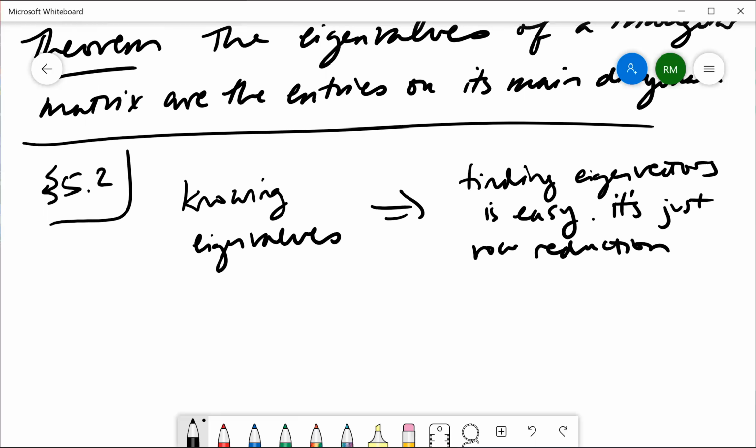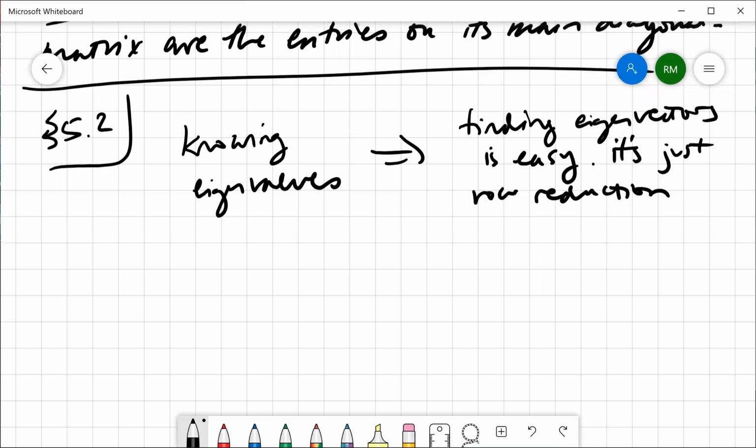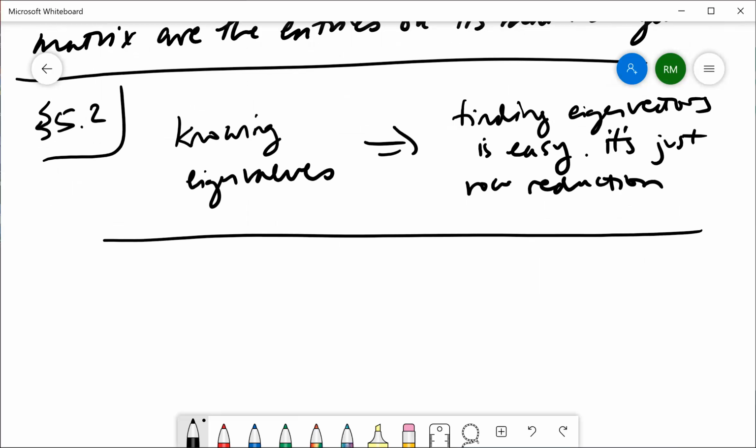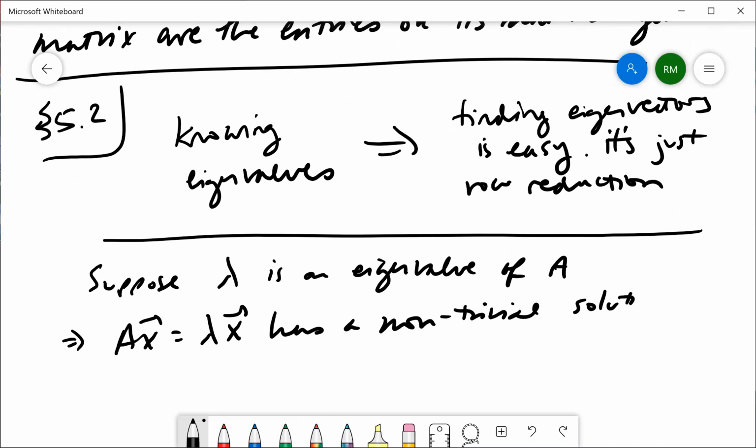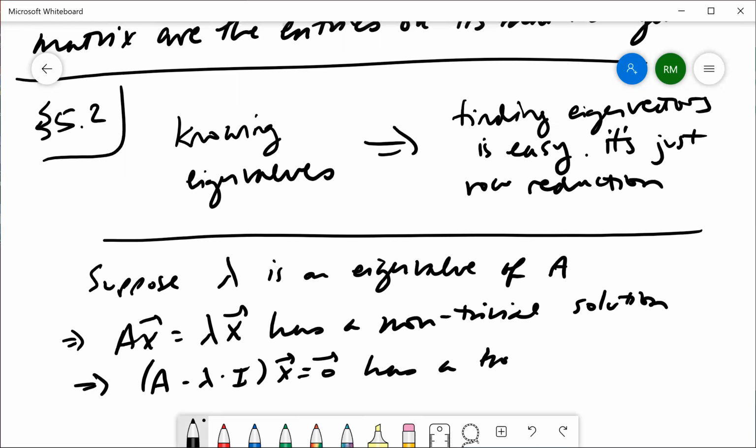However, how can we find the eigenvalues? So let's go back through what we know. Suppose that lambda is an eigenvalue of a matrix A. This tells us that AX equals lambda X has a non-trivial solution. And that told us that A minus lambda times the identity times X equals the zero vector has a non-trivial solution.